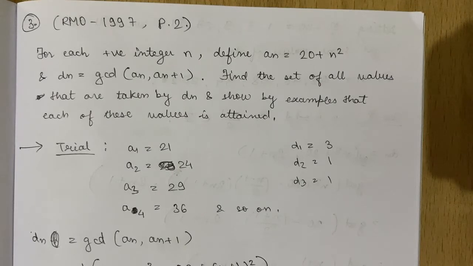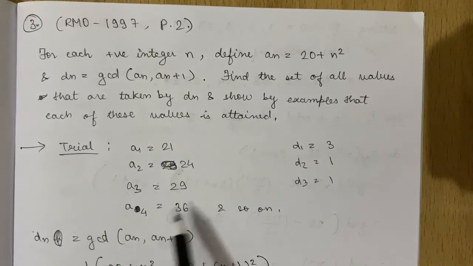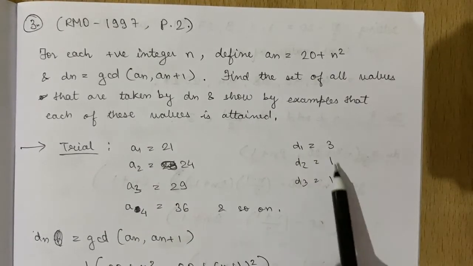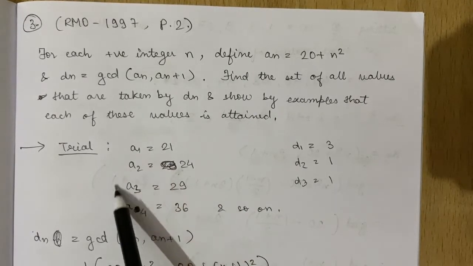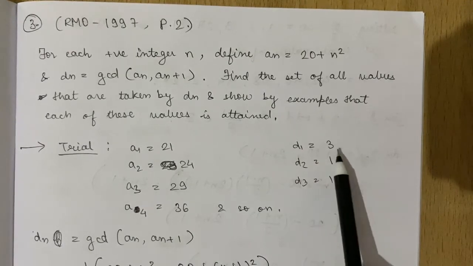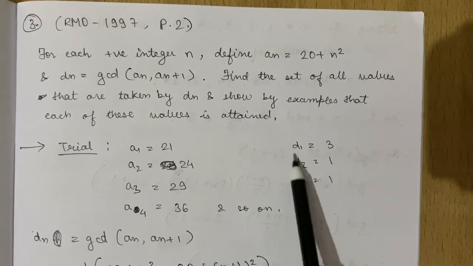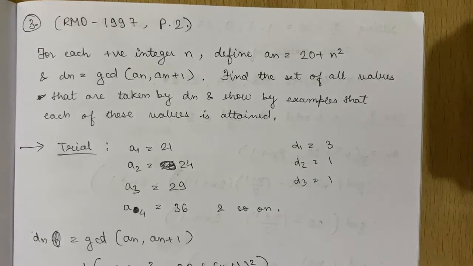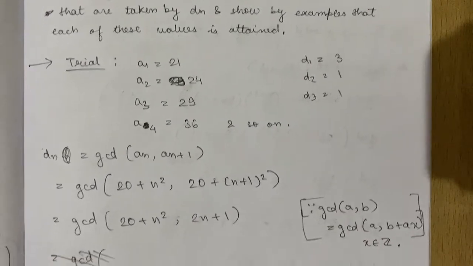So let's start with the problem. Before proceeding, we can try a few values of a_n and a few values of d_n to familiarize ourselves with the problem. I calculated some of the values of a_n and d_n and saw that 3 is one of the possible values, and 1 is another possible value for d_n. And then let's jump right into the problem.